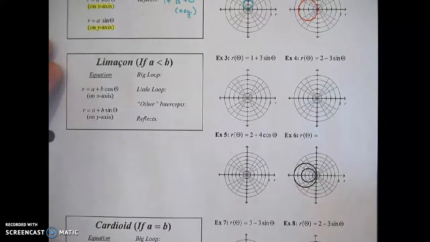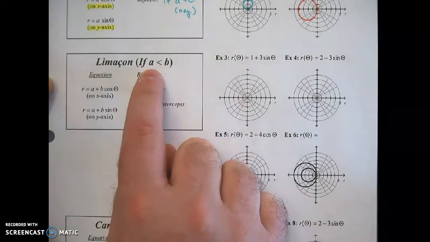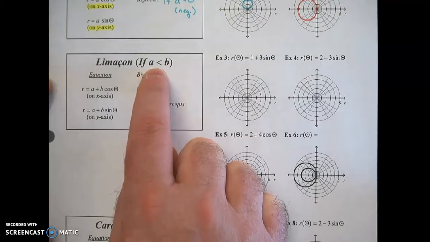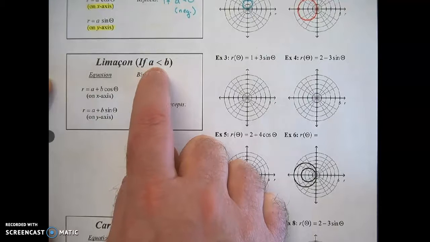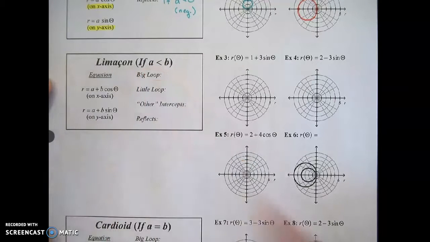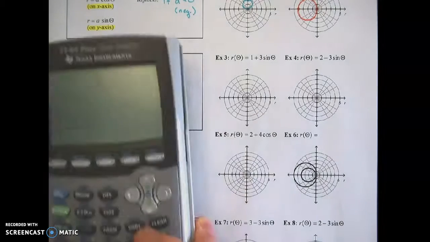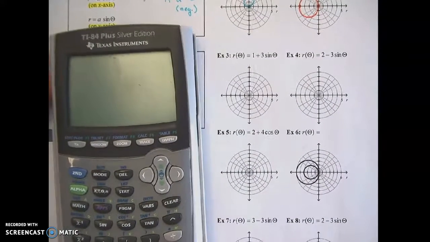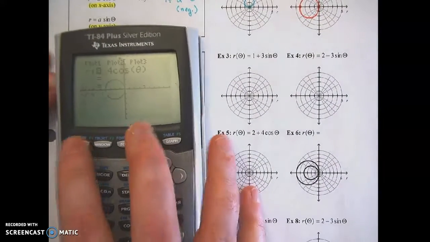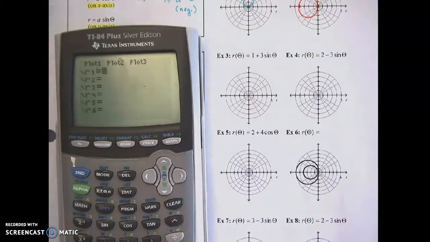All right, so let's start off by looking at 1 + 3 sine of theta. Our limaçons are always going to have A less than B. If A is greater than B, I'll show you what they look like. It's not nearly as interesting as these. All right, so go to my calc. Clear this old bad boy out. 1 + 3 sine of theta again, and we get this cool little shape.